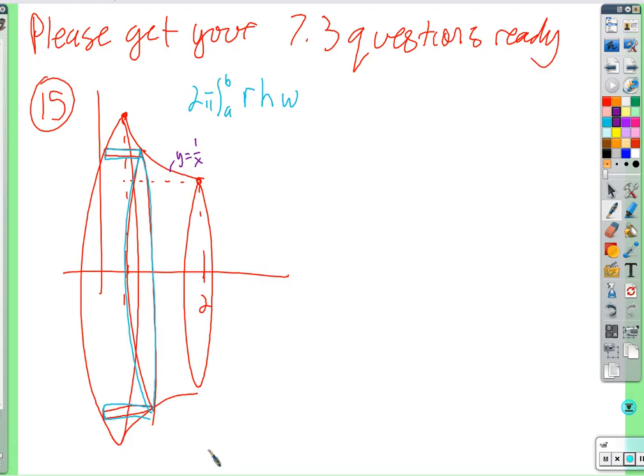But the thing about shells that we have to define, let's not worry about the a to b yet. How about the radius? What is the radius of one of these shells? That'd be one? Well, not this way. It would be y. It would be a y value, with an h and an r.